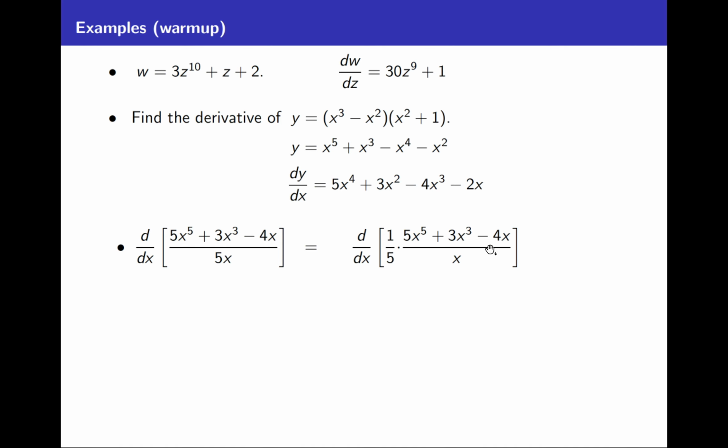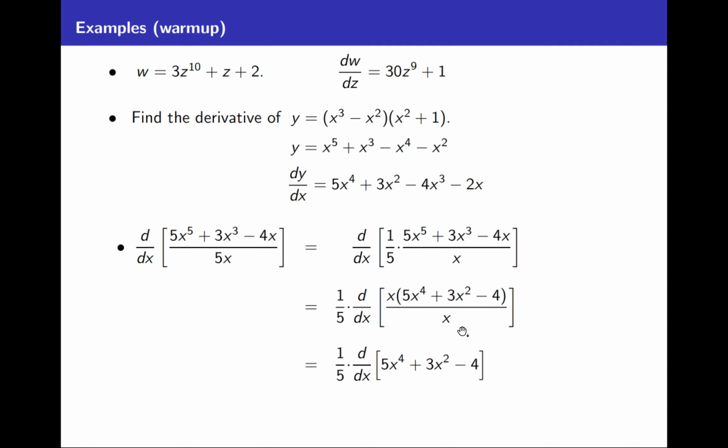Notice that we could factor an x out on the top from every term and cancel with the x in the bottom. So that 1/5 comes out, we factor an x out of the top, and now cancel these x's. And we've changed the problem to 1/5 d/dx of 5x to the 4th plus 3x squared minus 4. And that we can use our rules for.